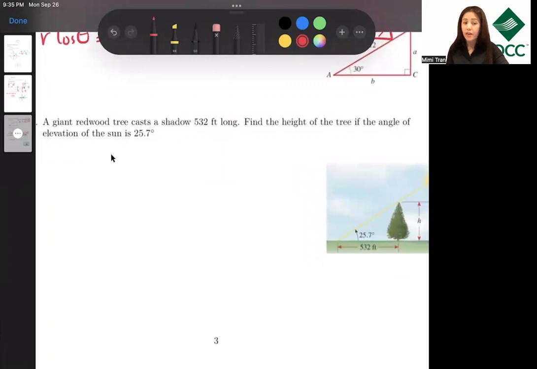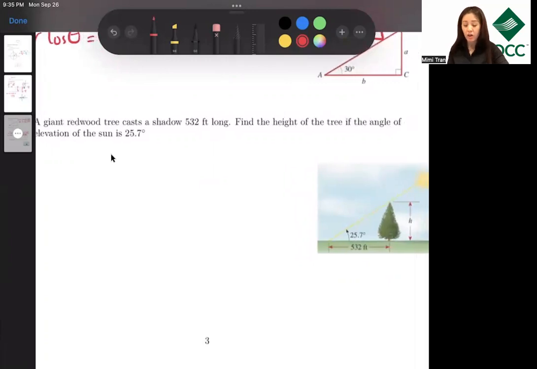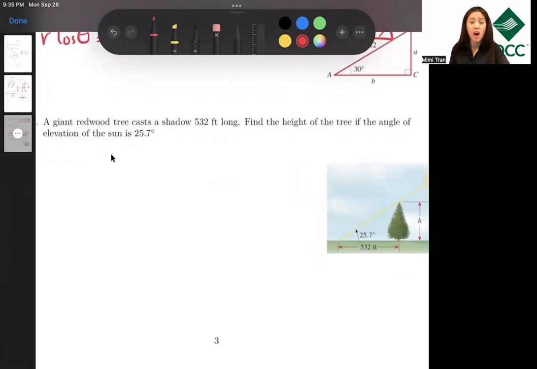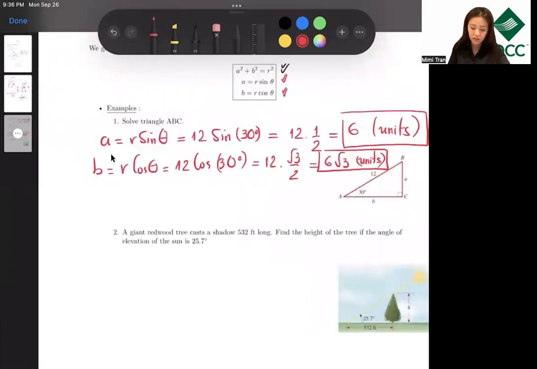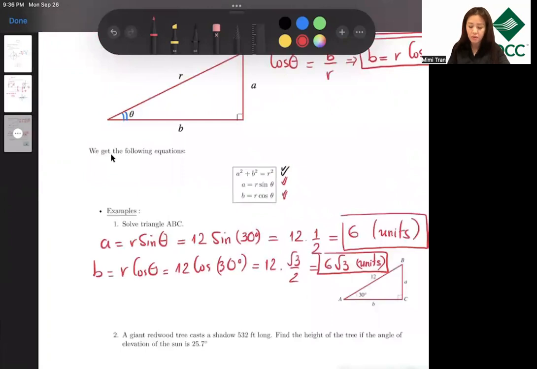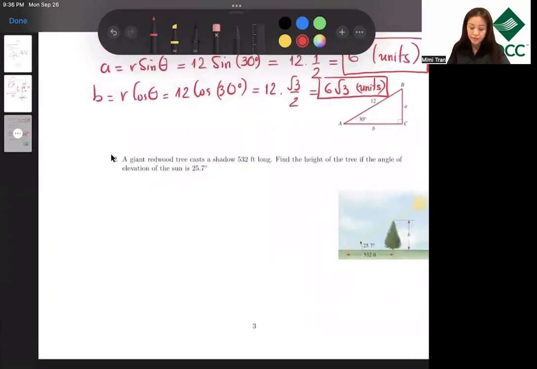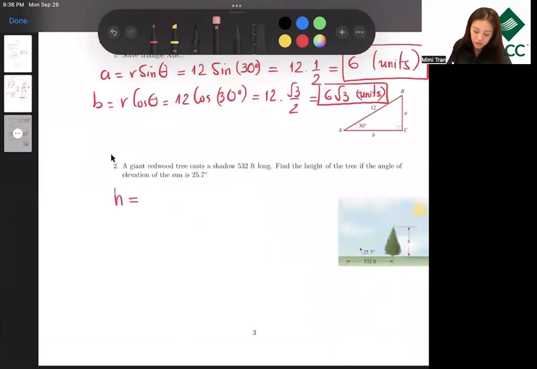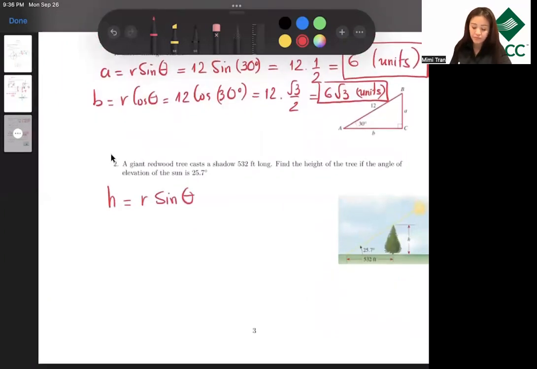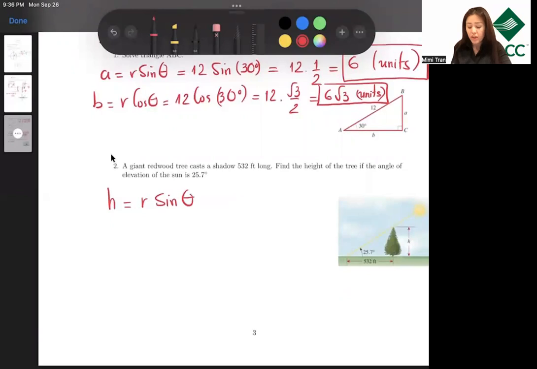However, I don't have r. In order to solve for h, I need r, because h is basically your y, or your a in this case. Maybe I should just say y there instead of a. So h equals r times what? The height will be the sine, so r times sine of theta. We have theta, but we don't have r. We're going to find r first.